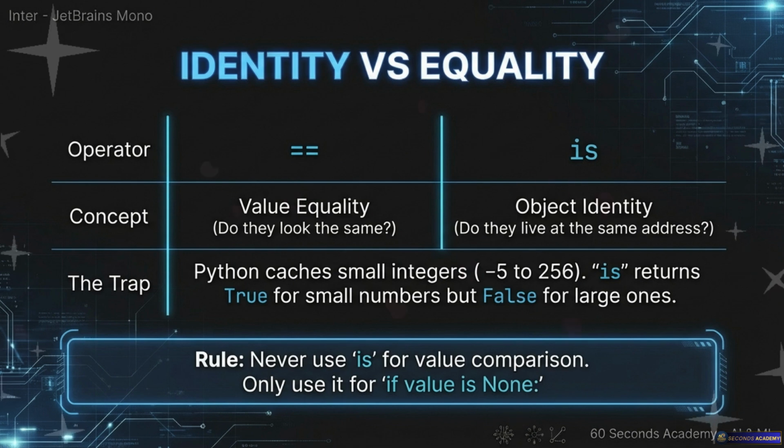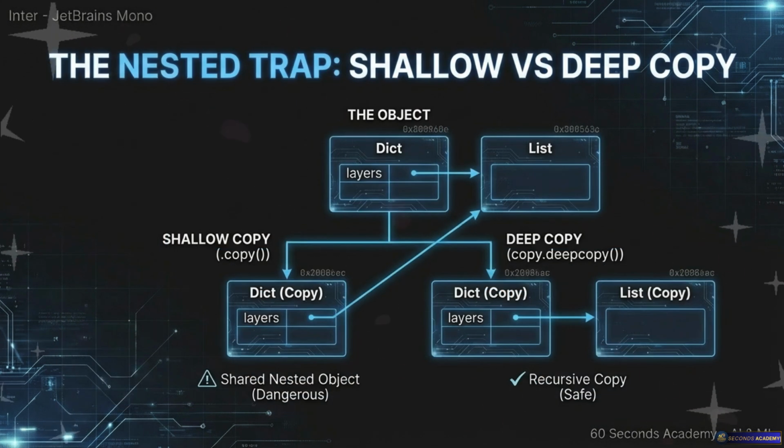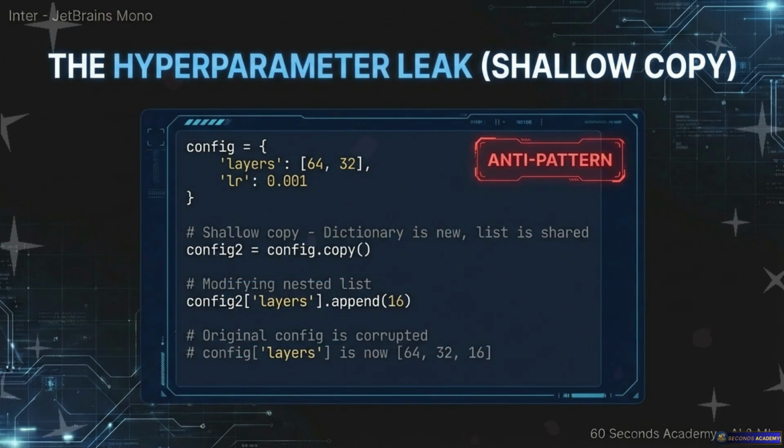Exactly. Now, I want to circle back to that nightmare scenario about the experiment configurations. The one where we had a dictionary inside a dictionary and changing one experiment ruined the other. Ah, the nested trap. This is where the distinction between shallow copy and deep copy ruins lives. We talked about shallow copies. Can we unpack that? Yeah. Because I think a lot of people think config.copy makes them safe. It's a very reasonable assumption.